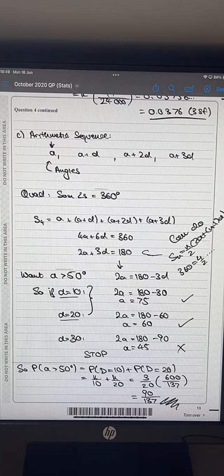So what is the probability that d is equal to 10? That's k over 10 from the table. And the probability that d is 20, that's k over 20. That is going to be equal to 3 over 20 times 600 over 137, because that is k, and you just do a normal addition of fractions, and then you get your exact answer, because that's what they wanted, of 90 over 137.